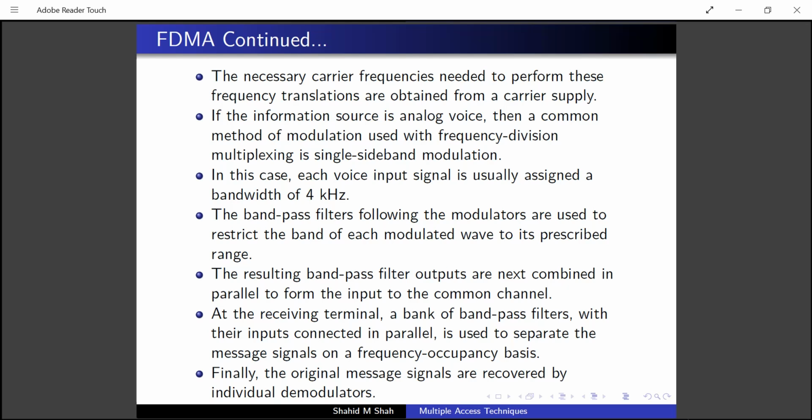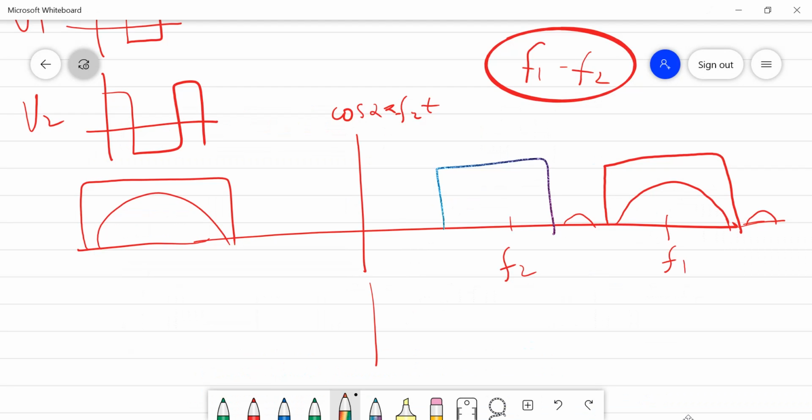At a receiving terminal, the bank of band pass filters with their inputs connected in parallel is used to separate the message signals on frequency occupancy basis. Finally, all messages are recovered by individual demodulators. Okay, see what it means.